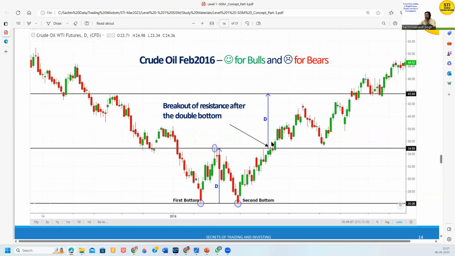This is resistance, and when that resistance breaks out, it will be a potential buy signal. Once we buy here, whatever distance D we identified, the same D we can apply. Once it touches this target, you can safely decide to exit. If you have further conviction that it may go higher, at least exit 50% of your stocks, book 50% profit, and for the remaining 50% you can keep one more level of target.